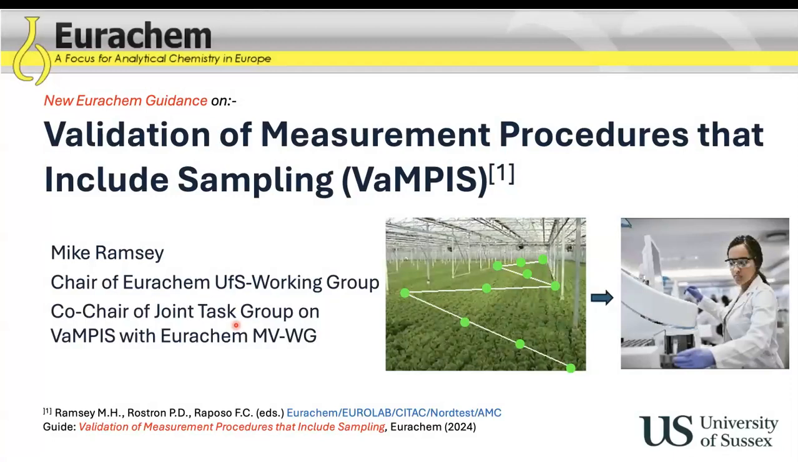Hello, my name is Mike Ramsey, and I'm going to tell you about some new Eurachem guidance on the validation of measurement procedures that include sampling, or VAMPIS for short. I'm the chair of the Eurachem Uncertainty from Sampling Working Group, and I'm also co-chair of the Joint Task Group on VAMPIS with the Eurachem Method Validation Working Group. And you can see the reference to the new guidance down at the bottom of this slide.